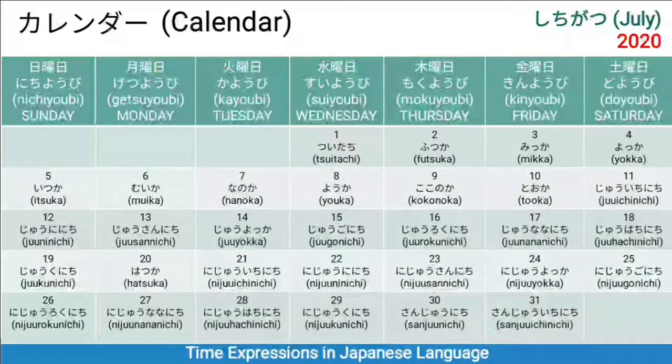Okay, we have 9. 9 is kokonoka. 10 is touka. 11 is juichinichi. 12 is juninichi. 13 is jusannichi. 14 is juyokka. 15 is jugonichi. 16 is jurokunichi. 17 is junananichi. 18 is juhachinichi. 19 is jukunichi. It is not Q.